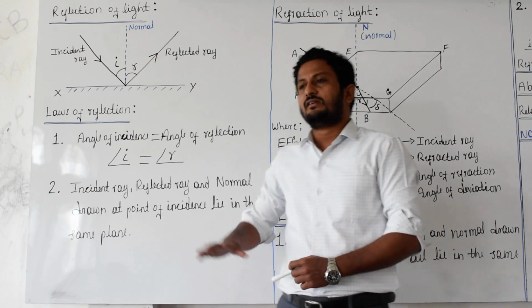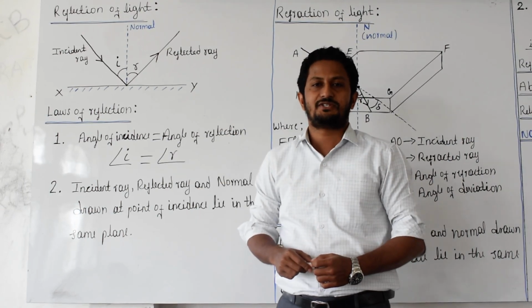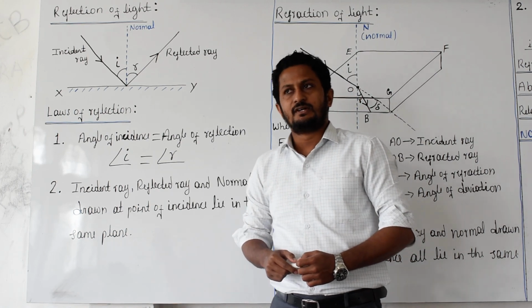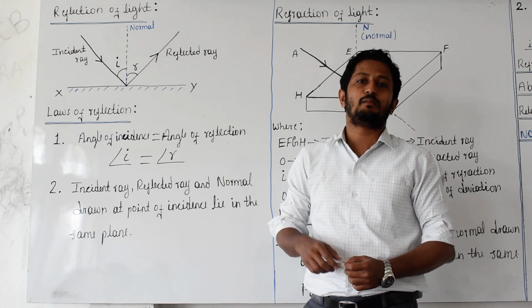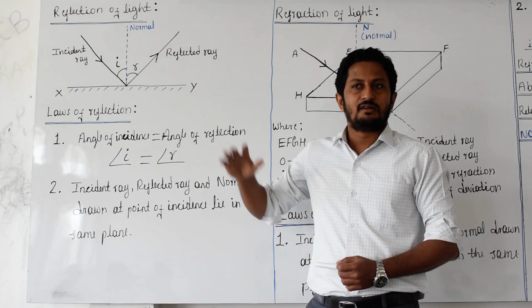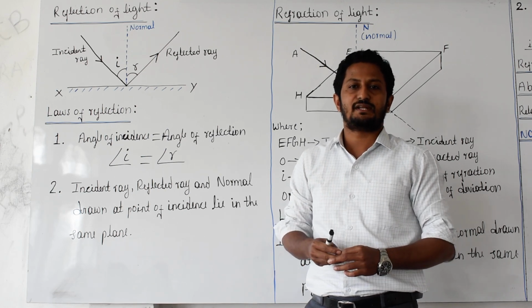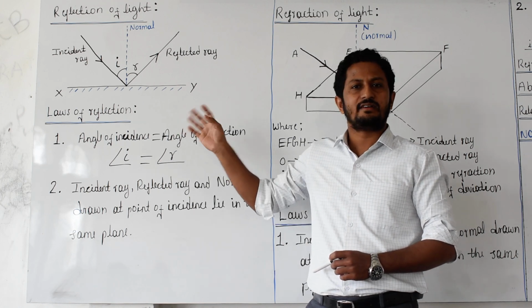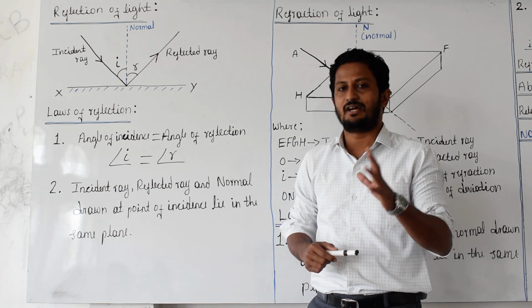See here, now we have to discuss the reflection of light. This is one of the properties of light. In this chapter, as I already said, we are going to study the properties of light. Many are there: reflection, refraction, dispersion. Just briefly, here we should know what we mean by reflection of light.